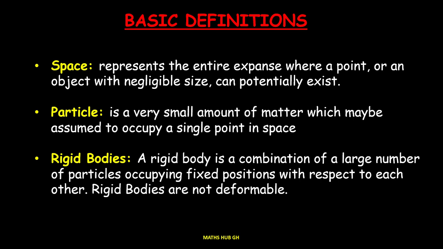The second term is particle. A particle is defined as a very small amount of matter which may be assumed to occupy a single point in space. Okay, so that's the definition of a particle. So we assume that particles occupy a single point in space because particles are considered to be infinitesimally small in size. So for this reason, the volume they occupy in space is considered to be insignificant. Okay, so we see that they occupy a single point in space.